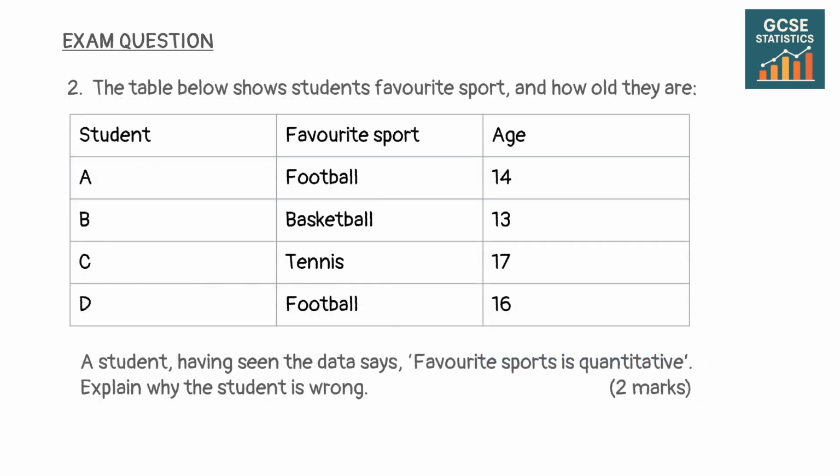For the next question, we are given a table and a statement. The table has 4 students, A to D, and 2 more columns with their favorite sports and their ages. The student having seen the data says, favorite sports is quantitative. Explain why the student is wrong. Again, this is a question I made up, so it could easily be a 1 marker for its nature, but I have made it 2 because of the command word, explain.